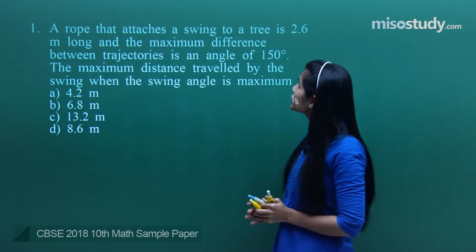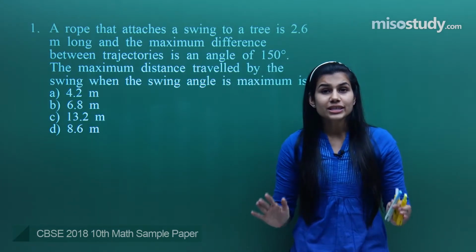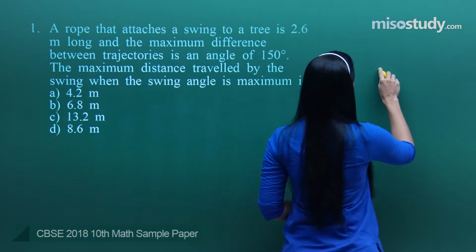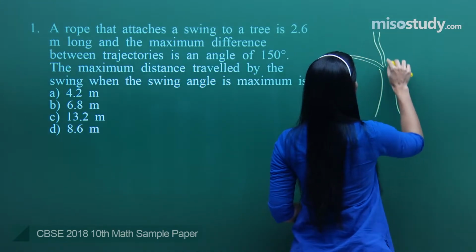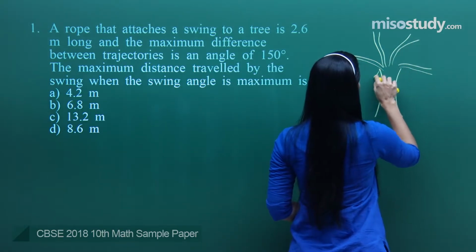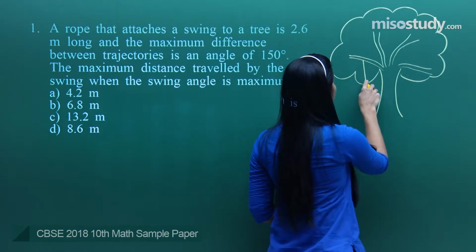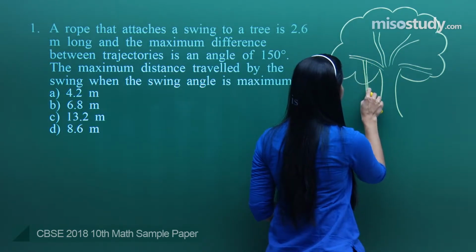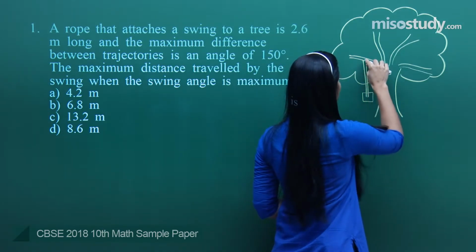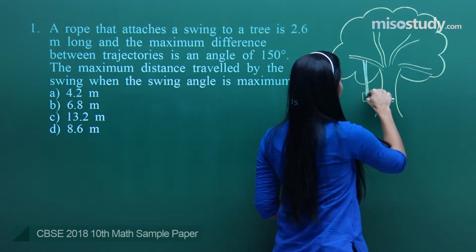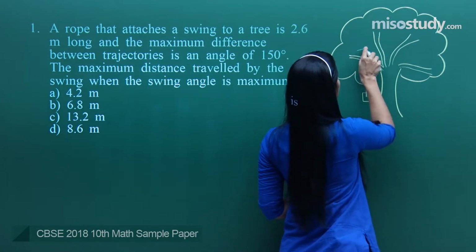A rope that attaches a swing to a tree is 2.6 meters long. So there is a rope which is attaching a swing to a tree. So just suppose, just for example, in a very rough way, I'm drawing a tree. Suppose there's a tree and there is this rope which is doing what? Now suppose this is some kind of a swing, a rough diagram. Now this is a rope which is attaching this swing to the tree. So this is your swing and this is obviously your tree.